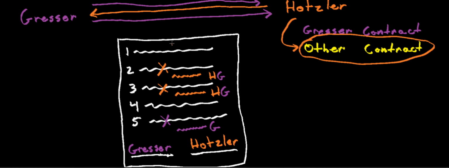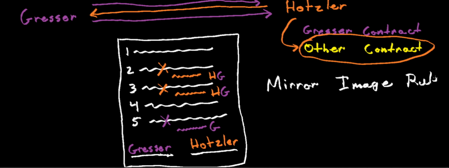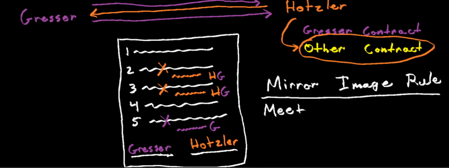So the court assesses this contract under, as we mentioned, the mirror image rule. And what the mirror image rule basically says is that for a contract to form, there must be a meeting of the minds.